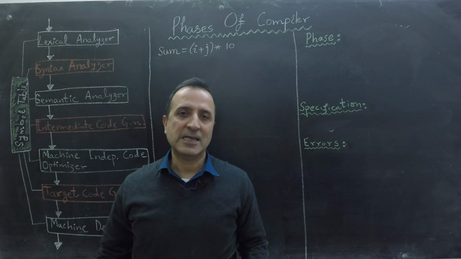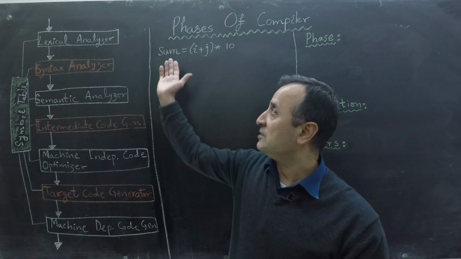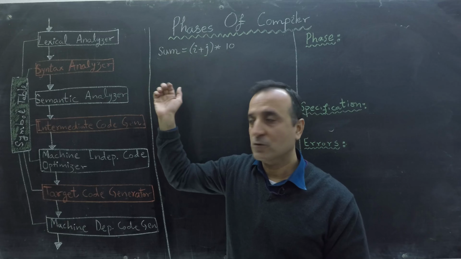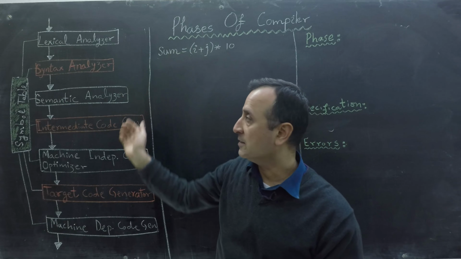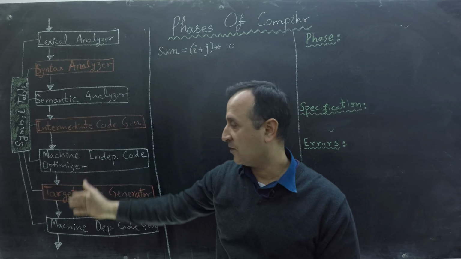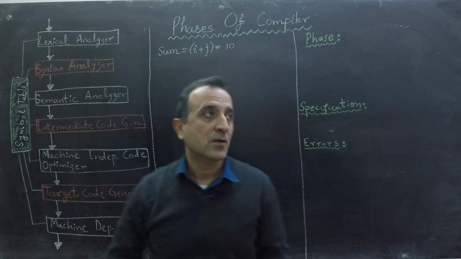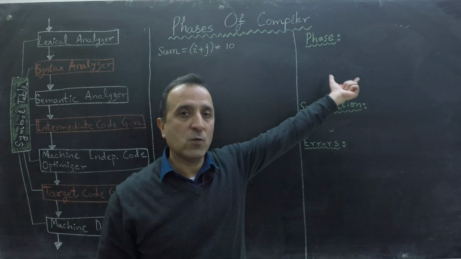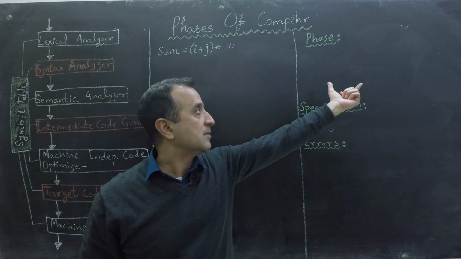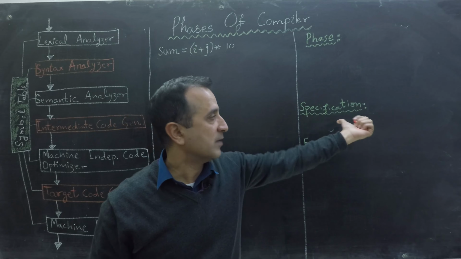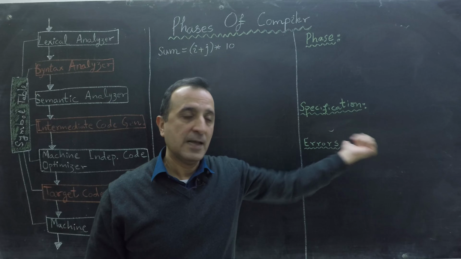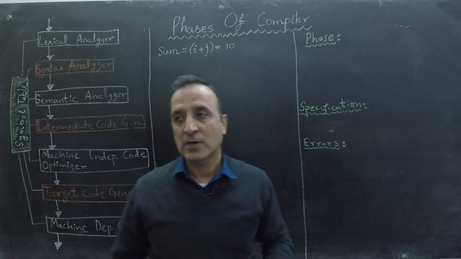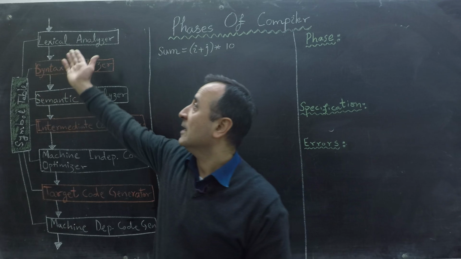In order to explain things clearly, I will use this simple example of, say, C code, and will show how this code is processed by all those phases of compilation. For each phase, I will first describe its input and output. Then I will describe how to write the specification of that phase, and finally what kind of errors are generated by that phase. So let's start with our first phase, lexical analyzer.